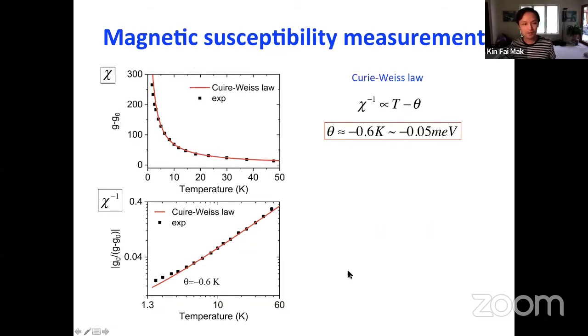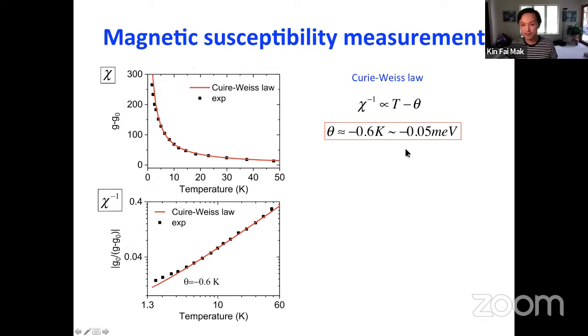Let's see how well it works. It works extremely well, actually. This is the magnetic susceptibility, or the g factor, as a function of temperature at half filling of the Moiré band, again in the Mott insulating state. Or we can also plot 1 over the susceptibility as a function of temperature. The black dots are data, and the red curve is the fit from the Curie-Weiss law. And we can extract a Curie-Weiss temperature of about -1 Kelvin from this measurement.